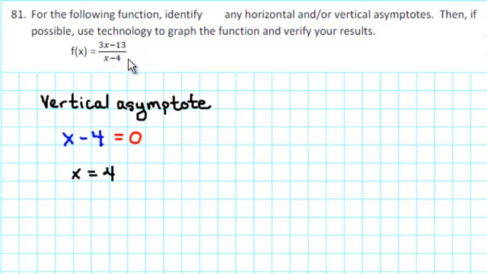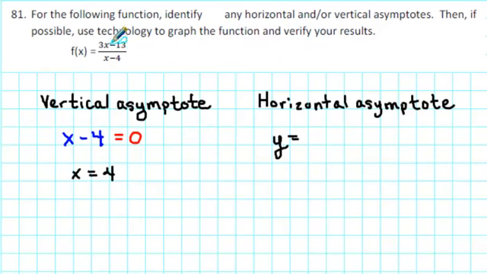Well, in this case, the degree of the numerator is 1 and the degree of the denominator is 1. The degrees are the same. So to get the horizontal asymptote, we'll set y equal to the ratio of the leading coefficients. The leading coefficient of the numerator is 3, and the leading coefficient of the denominator is 1, so the horizontal asymptote is y is equal to 3 over 1. 3 over 1 simplifies to 3, so y equals 3 is the equation of the horizontal asymptote.